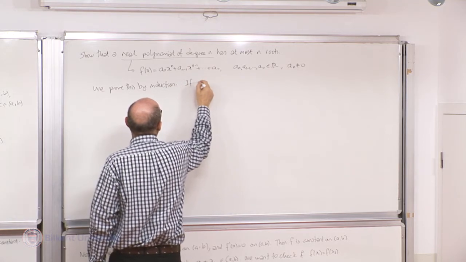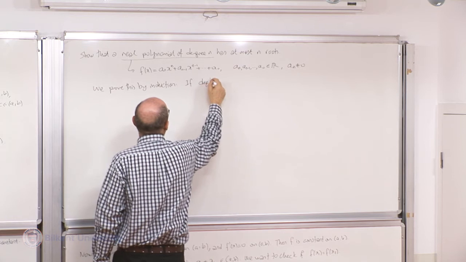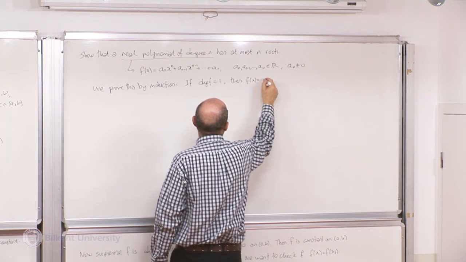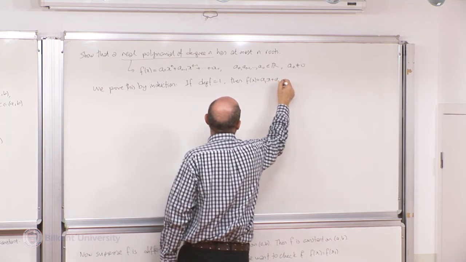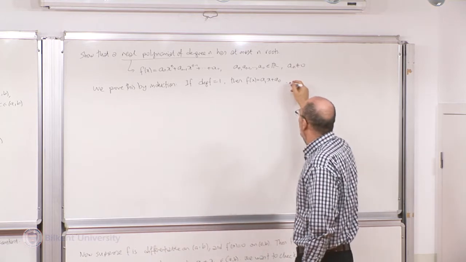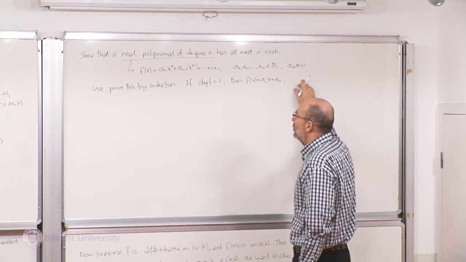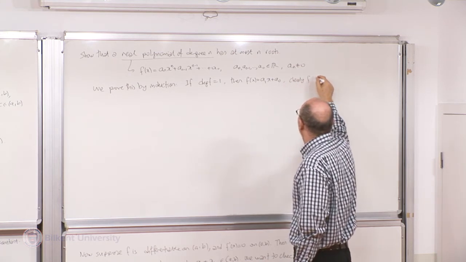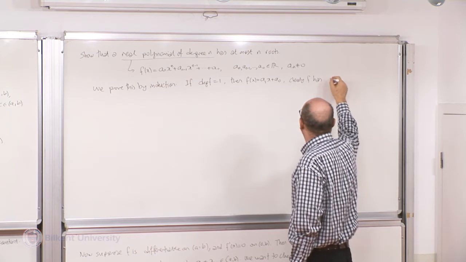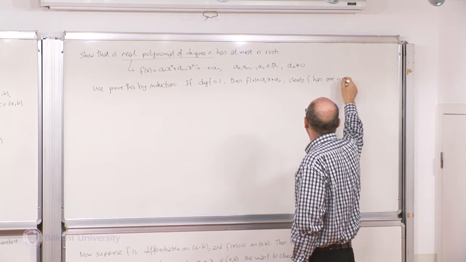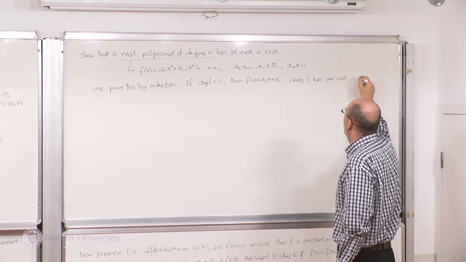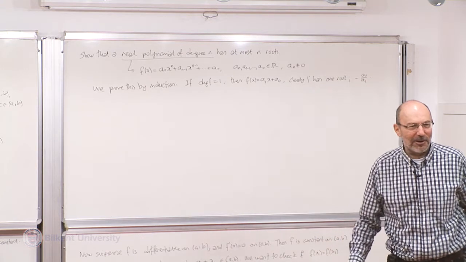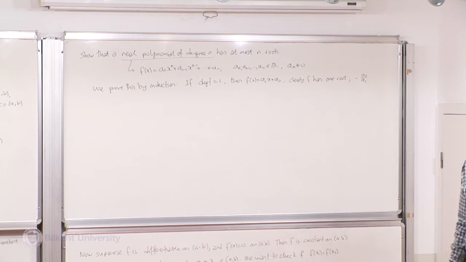Okay, so if the degree of f is equal to 1, then f of x is of the form a1x plus a0. Clearly, well, clearly is the most dangerous word in mathematics, but let me use it. Clearly, f has one root, which is minus a0 over a1. Okay, so it is clear enough. An objection?